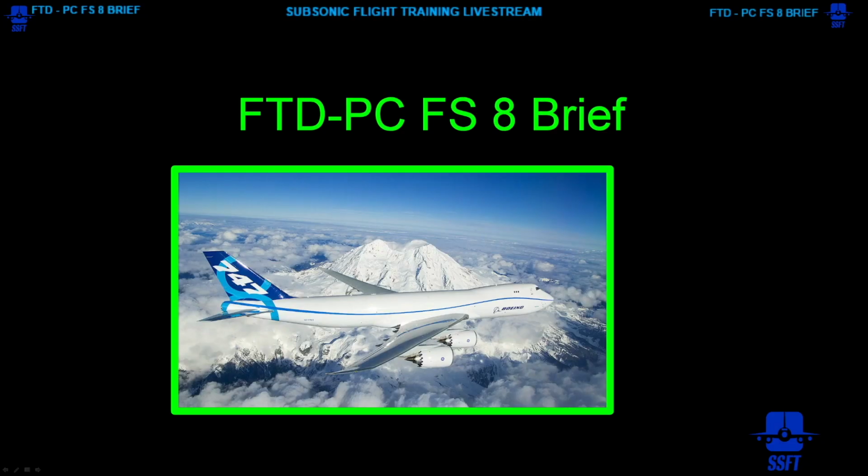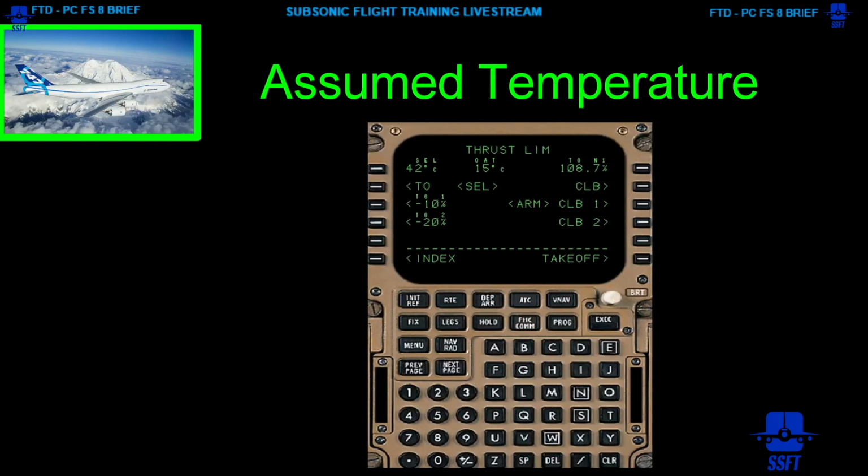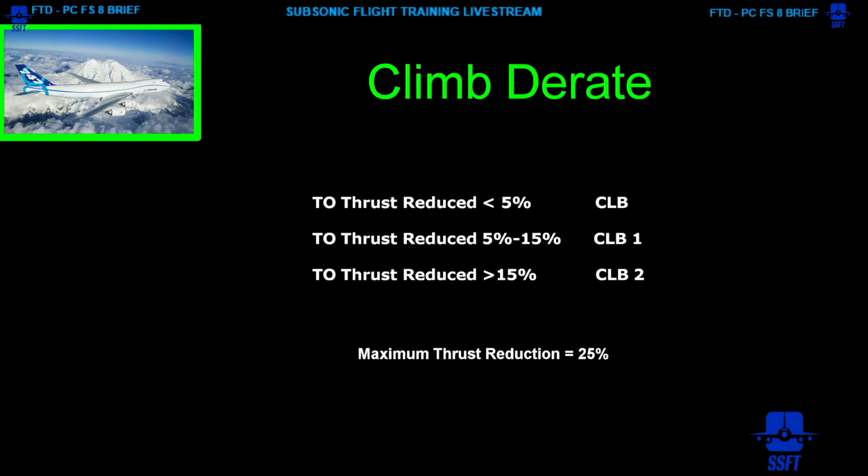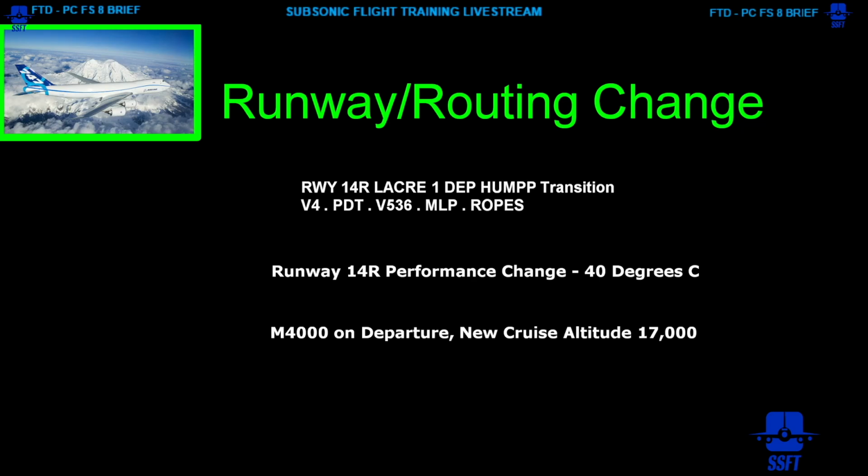Okay, so let's take a look at some of the things in the FTD-PCFS8 briefing. This will be a little bit shorter today. It's not a long briefing at all. We're going to be using the assumed temperature method again, so we'll be putting in an assumed temperature of 42 Celsius and from the full takeoff thrust, and then that'll arm climb 1. And if you remember, climb 1 would be the thrust reduction somewhere between 5 and 15%, with again 25 being the maximum. This will be the route change and runway change that we get.